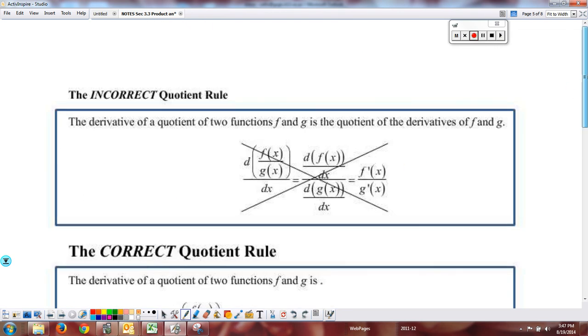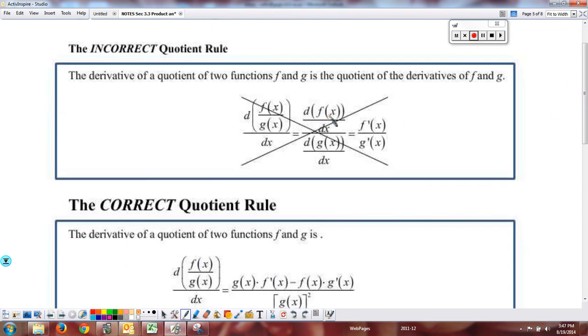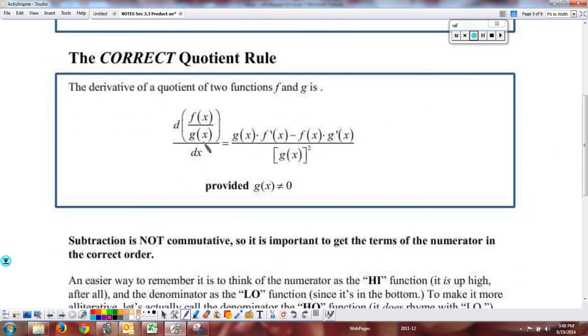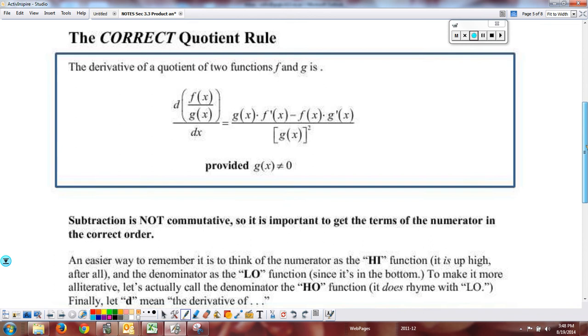So again, just reminding you, the incorrect quotient rule would be to distribute over the quotient, and you get 0 credit for this on the AP and on my test. If you ever see a quotient and you just distribute, this is going to give you 0 credit. You want to make sure that you have your quotient rule. Now, of course, all of this is provided that g of x doesn't equal 0, because that's going to give us a division by 0 problem.